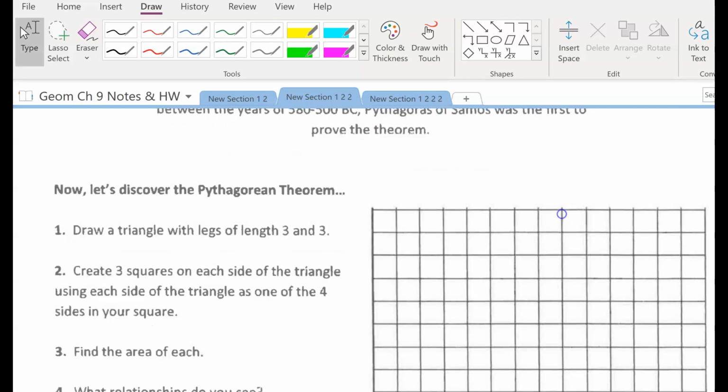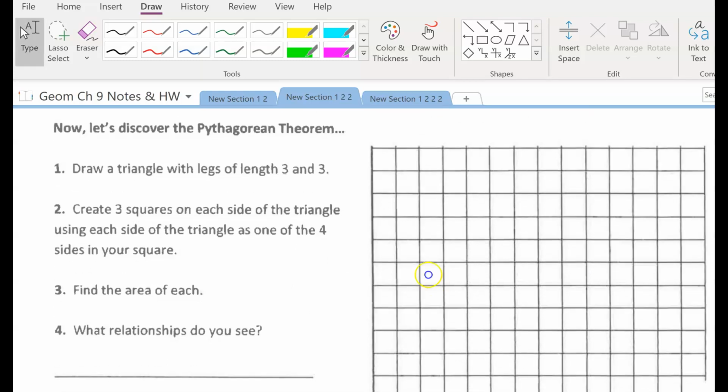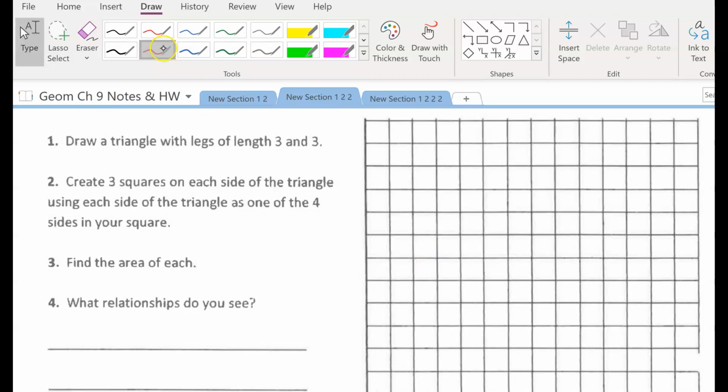So let's look at one of the ways that we can show the Pythagorean theorem. So we're going to draw a triangle with legs of length 3 and 3. So I'm going to draw this right here in the middle. You probably want to draw it in a similar spot. So there's one leg of length 3. Here's another leg of length 3. And we're going to draw the hypotenuse in there. Okay, so we've drawn a triangle with legs of length 3 and 3.